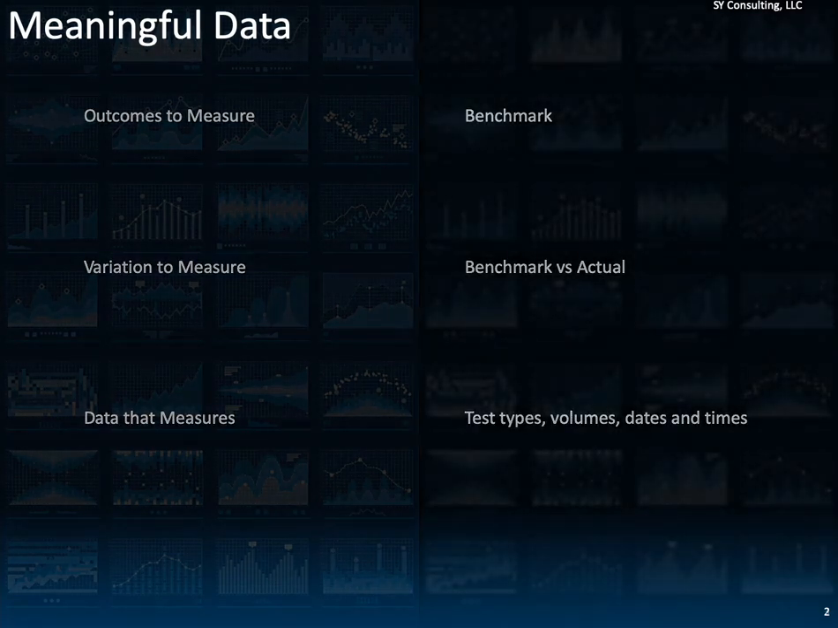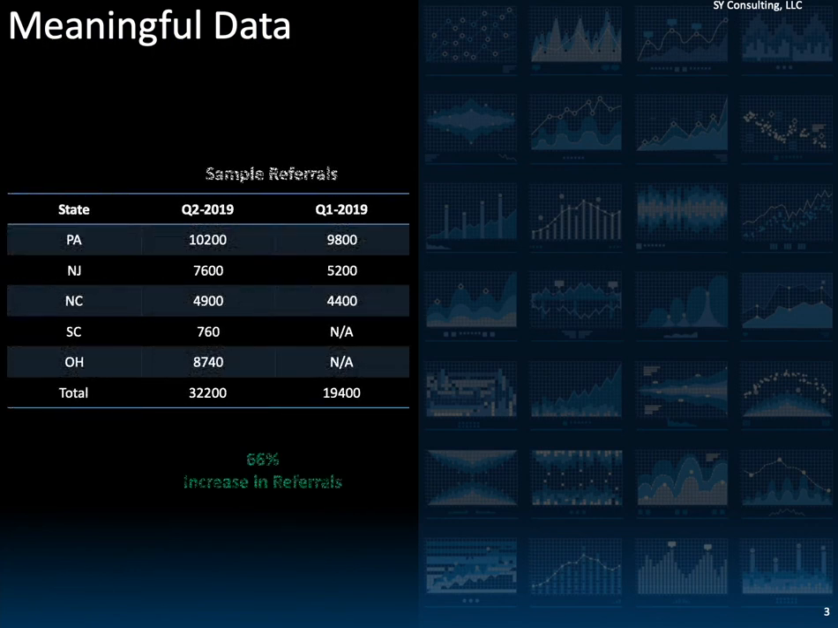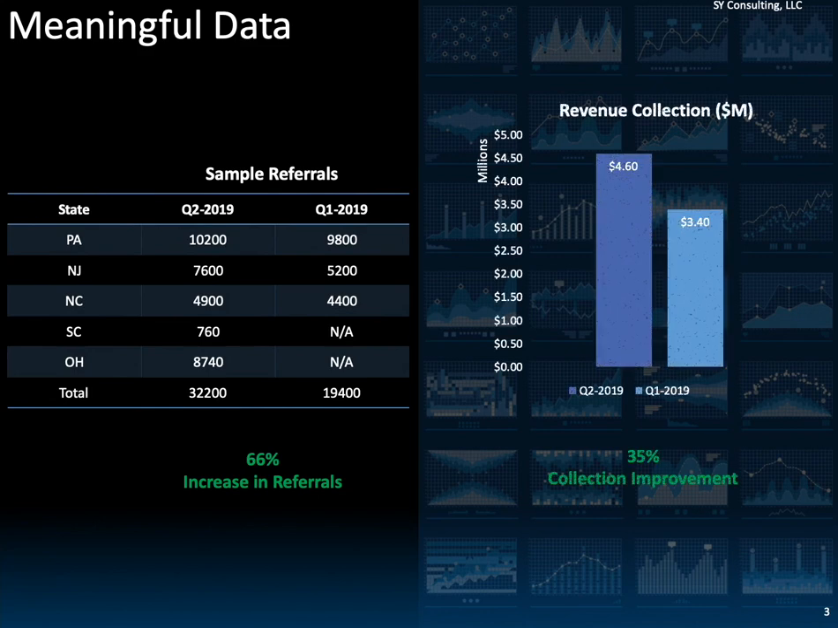Let's take a look at an example. Let's say your lab added client referrals from 2 additional states, and while sample volume grew by 66%, revenue collections only grew by 35%. The outcome to measure is improved revenue collection with a benchmark of at least 50% revenue growth. The variation to measure is why there's only 35% collection improvement.